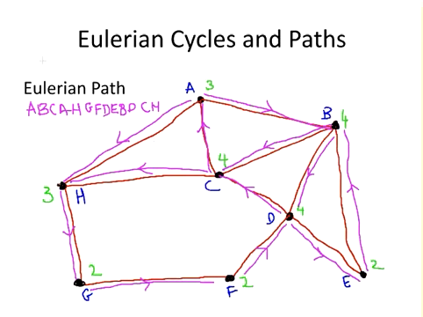And that is an Eulerian path. So we finished on two different vertices. We started on A and we have finished on H. That's our starting point. That's our finishing point. And that concludes our presentation.